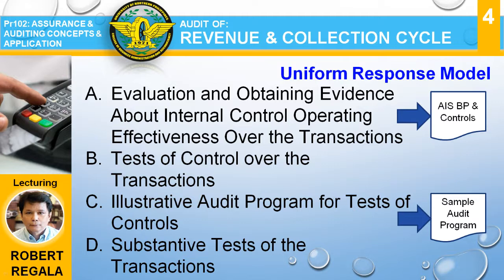In Task B, tests of control over the transactions, we will be discussing the audit program and procedures done in actual audit in detail. In Task C, we will look at the audit program used for testing the controls. This audit program, when carried out, will be the basis for the substantive tests that will be discussed in detail in Task D, substantive tests of the transactions, which are examples of substantive audit procedures carried out in actual audits.